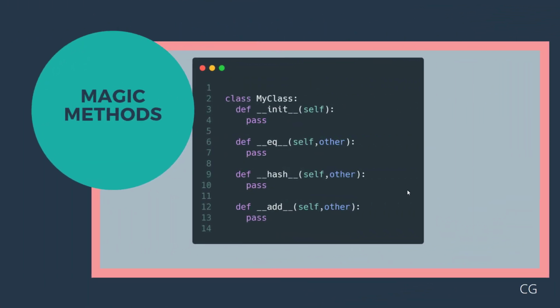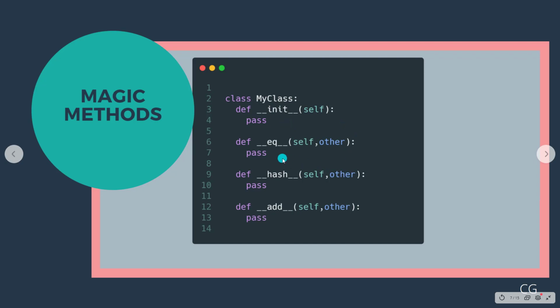Magic methods. The magic methods are special methods that are not meant to be invoked directly by the programmer, but their invocation is done automatically when an event occurs. For instance, here we have the class named myClass, which has 4 magic methods. The first one is the init magic method, which is invoked when the programmer uses the constructor of this class. So you use this method to initialize the class.